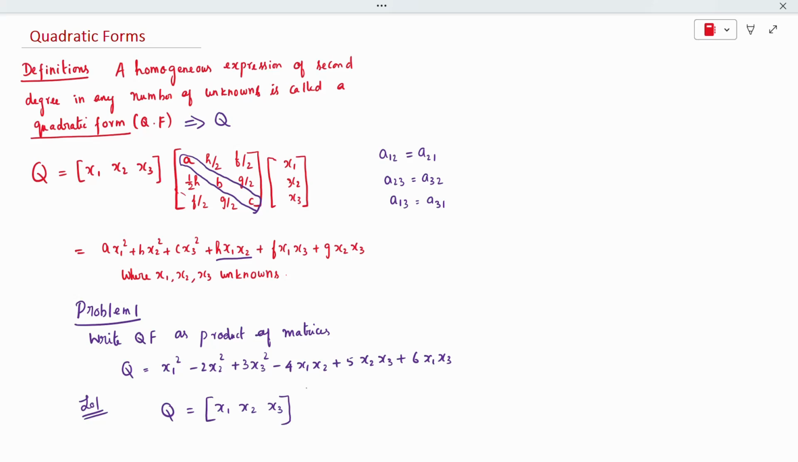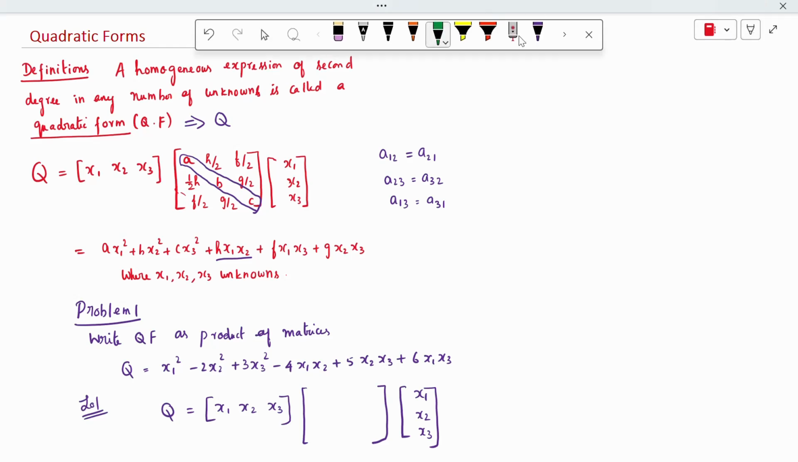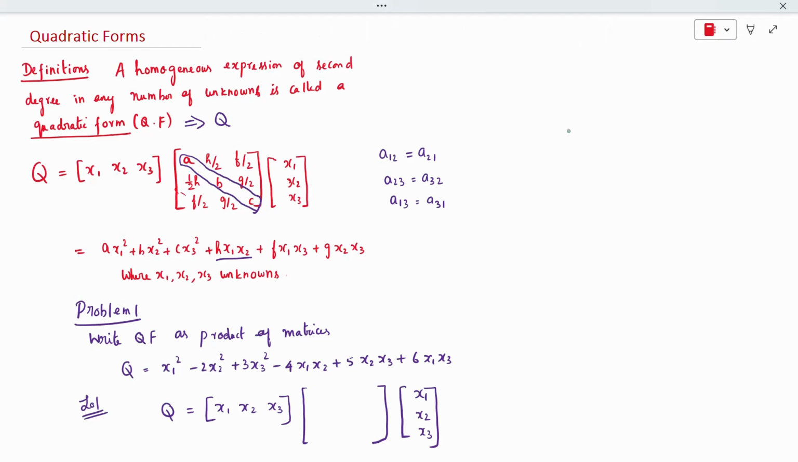Only that's all. The matrix format as it is, you keep empty and write x1, x2 and x3 column-wise. This is common for everything. Only the matrix you are going to fill. So now I will fill. Now check the coefficient is 1. x1 squared means the coefficient is a11. So 1. The x2 coefficient is minus 2.